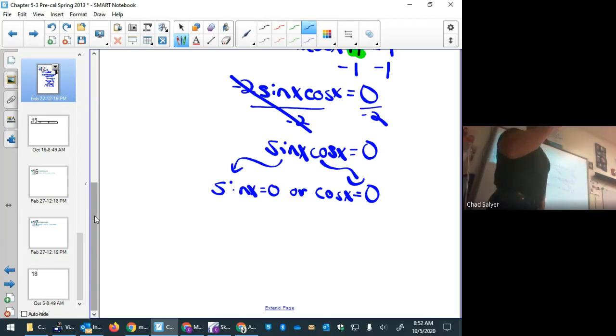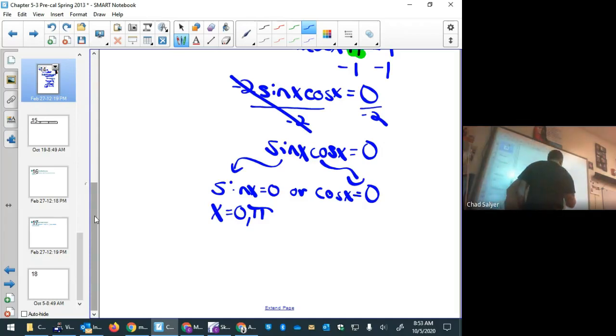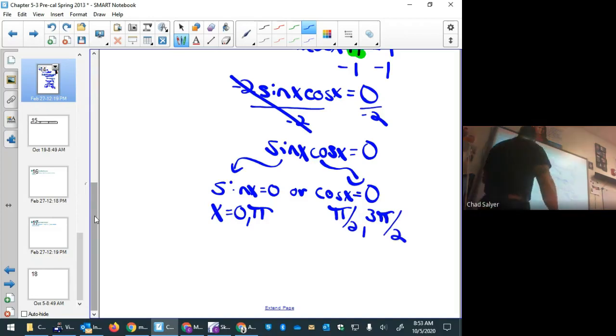Make sure your unit circle is right. Where is the y coordinate 0? Well, that's at 0 or pi. This is on the unit circle we're considering first. Then we're going to find every possible solution. Where is the cosine 0? That's at pi over 2 and 3 pi over 2.